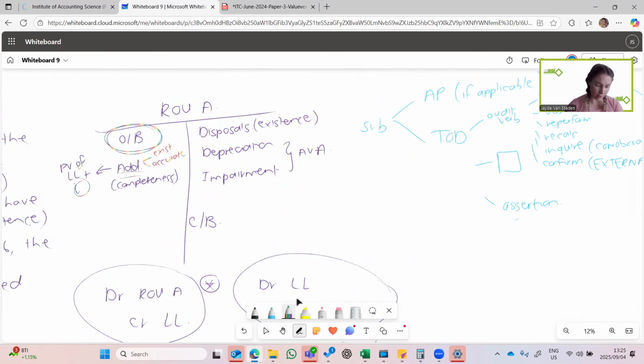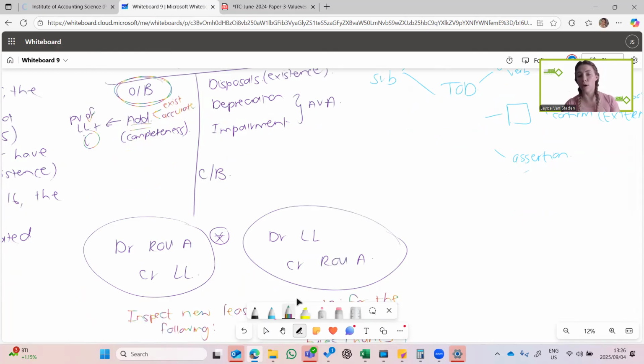Another one to think about for additions. How can I make sure that this right of use asset is real? Well, it's a physical, tangible thing. I can physically inspect. See how I'm using those audit verbs. Audit verbs are what's going to get you the mark, and linking it to the assertion, please, please, please.